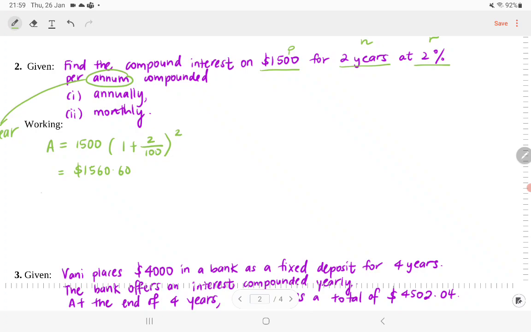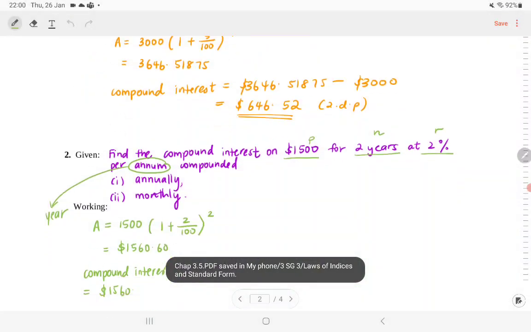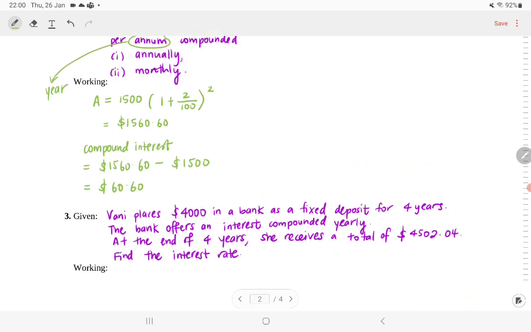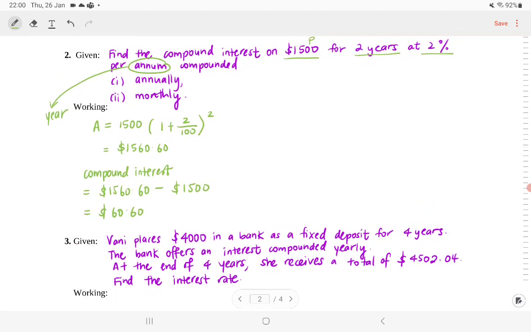But if I want what is the interest only, or rather, let's be clear, what's the compound interest? That would be 1,560.60 minus away 1,500, and that gives me $60.60. So that's the compound interest. That means after 2 years, that's the interest that I will get if it is compounded yearly. So this is part 1.